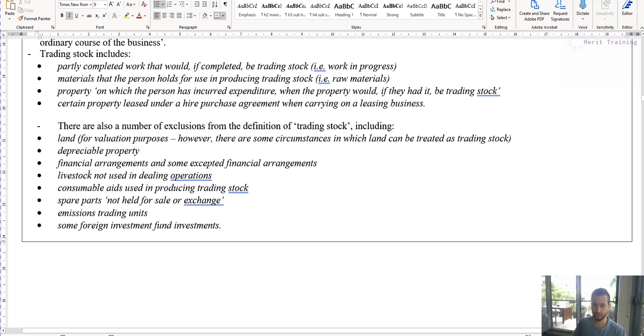But if you regularly buy and sell cattle, that's your business, then it would be trading stock. Any consumable aids used in producing trading stock, like if you're at Tesla, for example, and all the weight belts that help your staff not get back injuries, oil and things like that. That's all the consumable aids. That will also be trading stock.